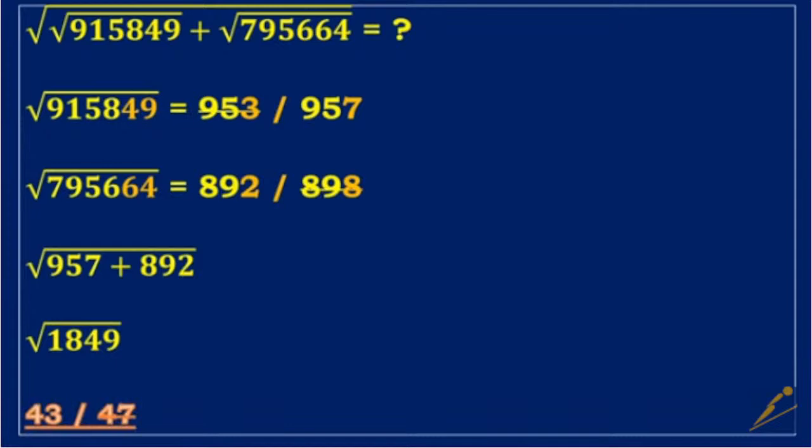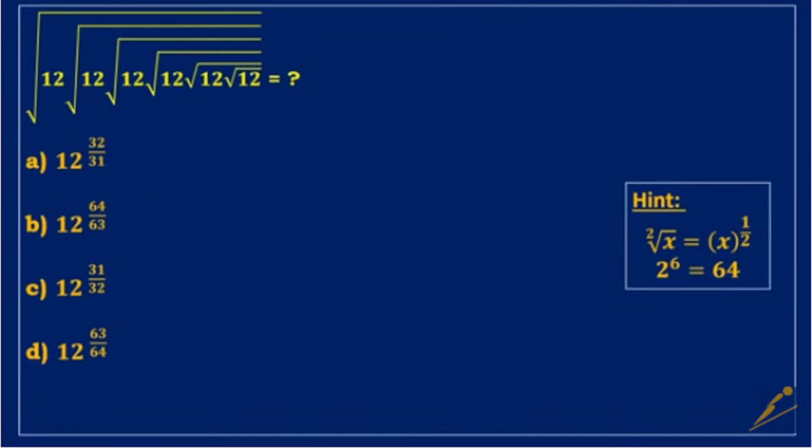Next, consider the nested radical function. How to simplify the square root of 12, under the square root of 12, under the square root of 12, under the square root of 12, under the square root of 12, under square root of 12. There is a really interesting math trick behind it.